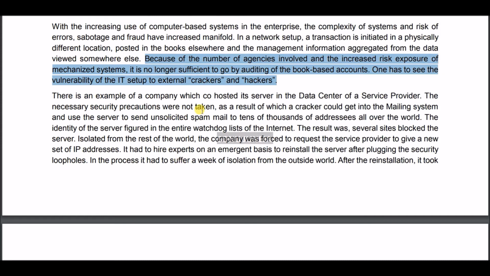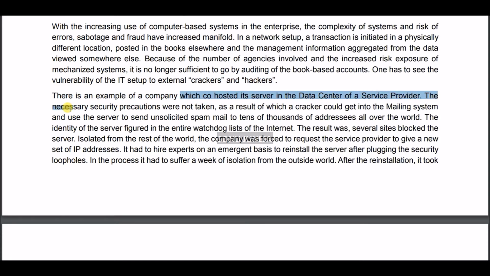So there is an example of a company which co-hosted a server in the data center of a service provider. The necessary security precautions were not taken. As a result, a cracker could get into the mailing system and use the server to send unsolicited spam mail to tens of thousands of addresses all over the world. The identity of the server figured in the watchdog list of the internet. So the result was several sites were blocked, and the server was isolated from the rest of the world. The company was forced to request the service provider to give a new set of IP addresses. So it's a huge crash by the end of the day.